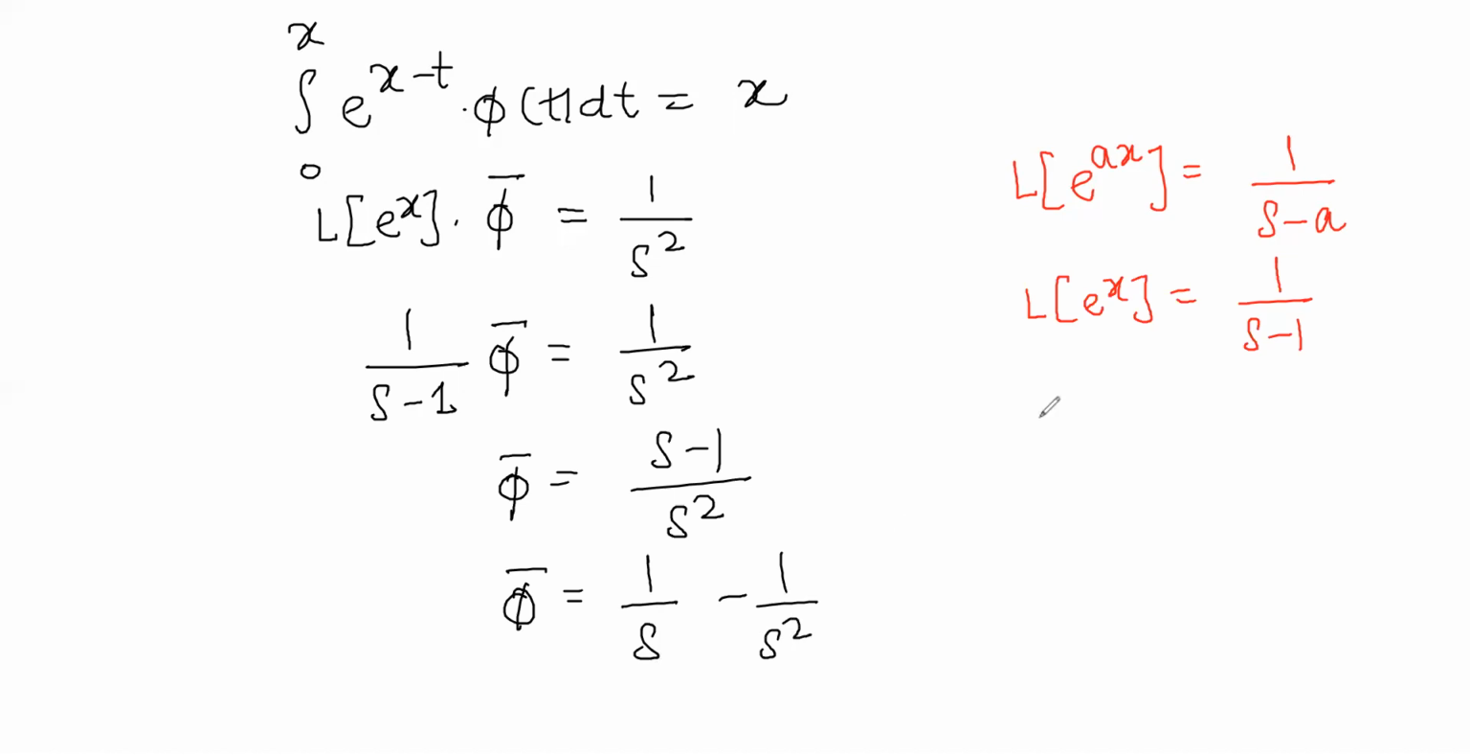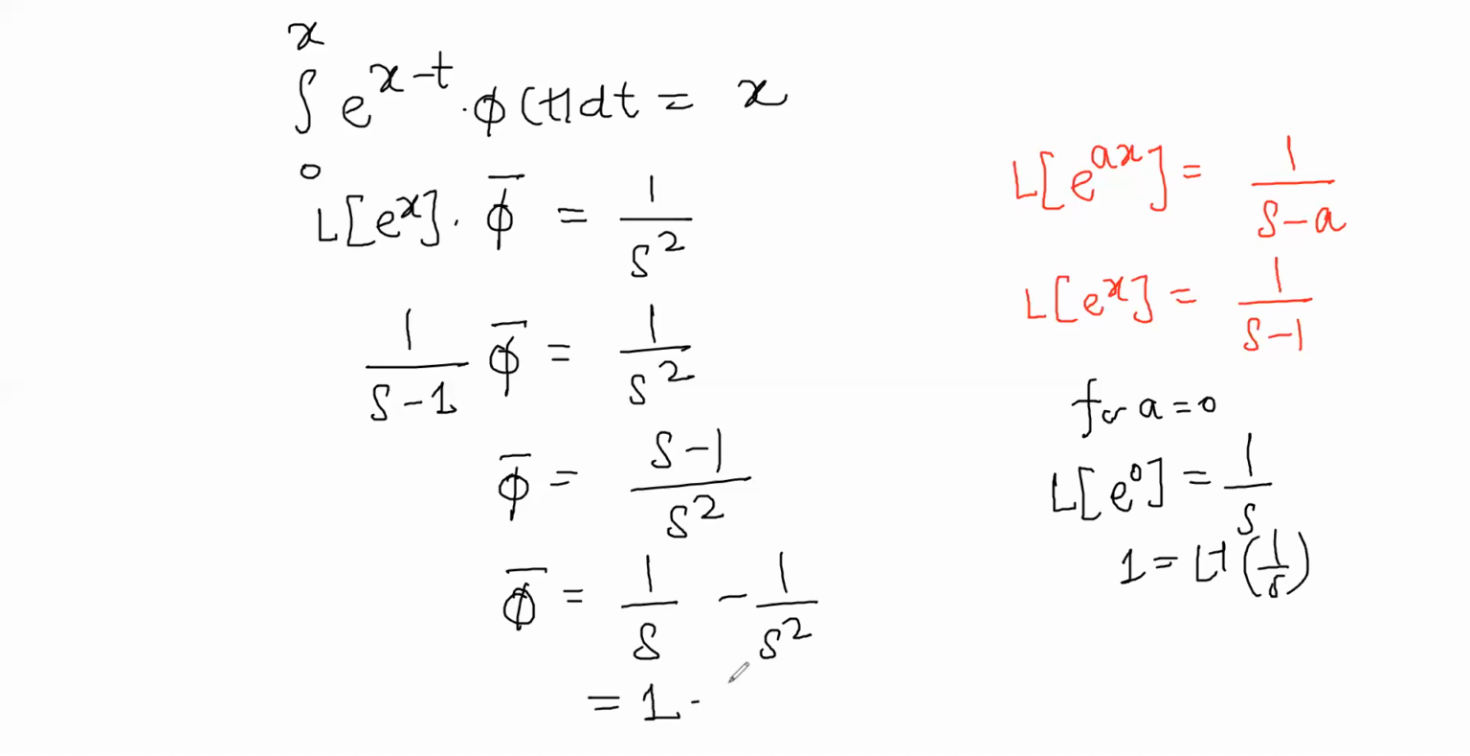Okay. So if I simply see this quantity, then 1 upon s square, you know that already it is just x, and 1 upon s can be taken from here. What happens if I put a to be 0? For a equal to 0, I know that Laplace of e power 0 will be equal to 1 upon s. So e power 0 is 1. If I take the Laplace inverse, then it is 1 upon s. So this is nothing but 1 minus this is nothing but x. So you got phi of x equal to 1 minus x. Again, if you apply, then phi of 1 will be equal to 0.